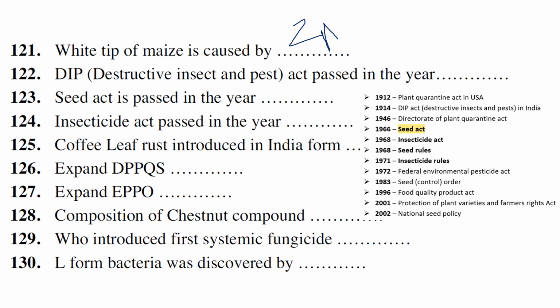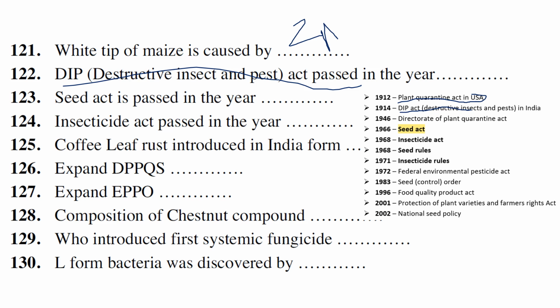Okay, then DIP, Destructive Insect and Pest Act, was passed in the year... So generally there are a couple of acts here. The Federal Quarantine Act in USA was passed in 1912. The same act, the name changed to DIP, Destructive Insect and Pest Act, and was passed in India in 1914.